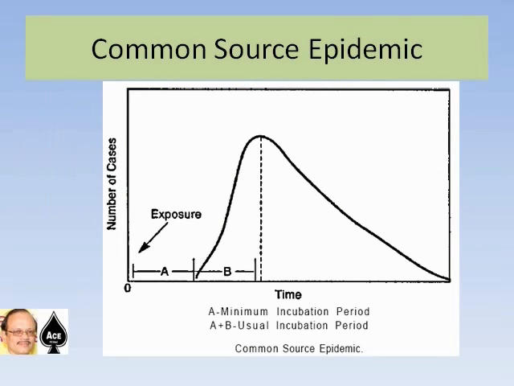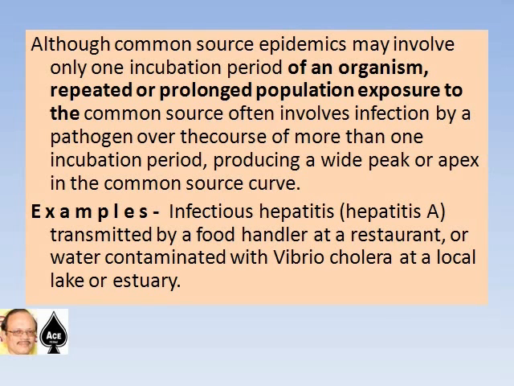The common source epidemic curve is shown here. Minimum incubation period, A plus B, usual incubation period, common source epidemic, the exposure time A, B, the curve, with the vertical axis the number of cases and the time in the horizontal axis. Although common source epidemic may involve only one incubation period of an organism, repeated or prolonged population exposure to the common source often involves infection by a pathogen over the course of more than one incubation period, producing a wide peak or apex in the common source curve.